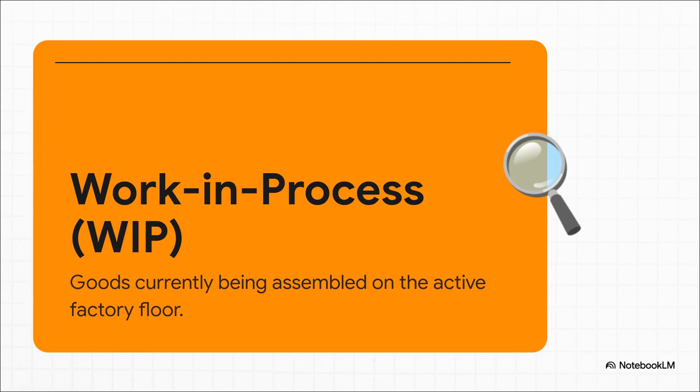This is the messy middle. It's where labor and overhead step in to transform those raw materials into something completely new. We're talking about goods that are literally right there on the active factory floor being assembled. They aren't raw materials anymore, but hey, they definitely aren't finished products yet either.